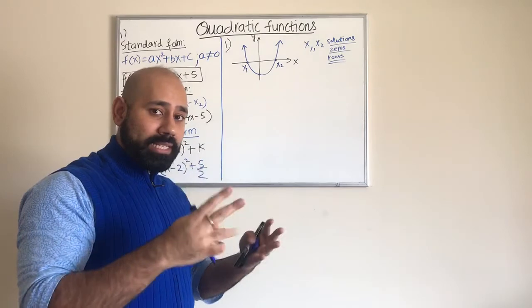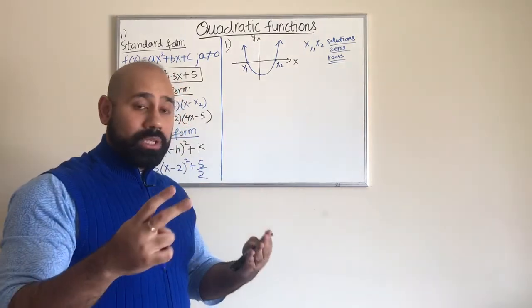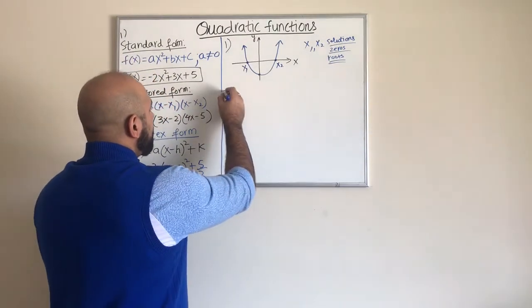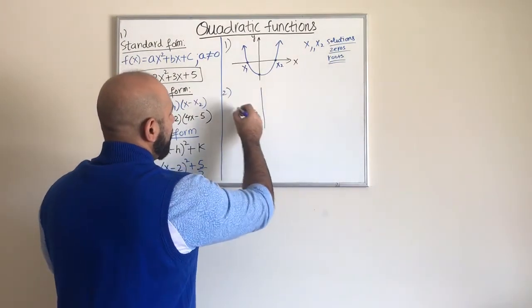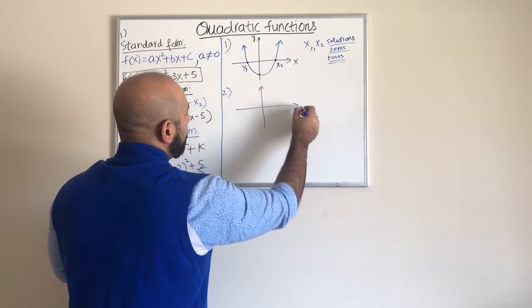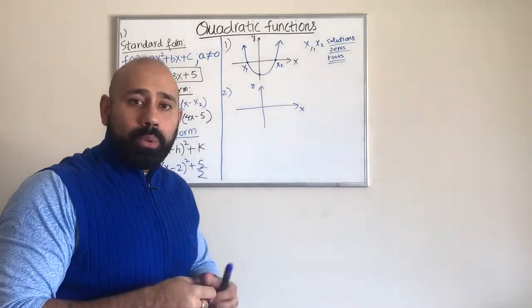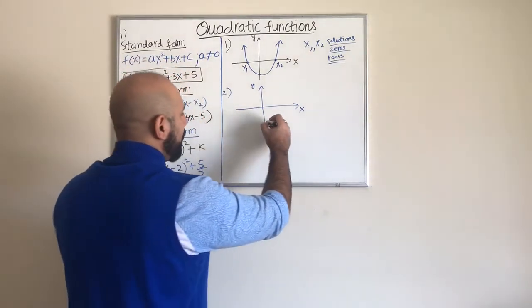So if it touches the x-axis at 2 points, how many solutions does the quadratic function have? It has 2 solutions, okay? The second scenario, let us look at the second scenario. In the second scenario, we can have, let's say this is x, this is y. In this case, let us say we have a graph that opens down, okay? So let's say I have a graph which looks like this.